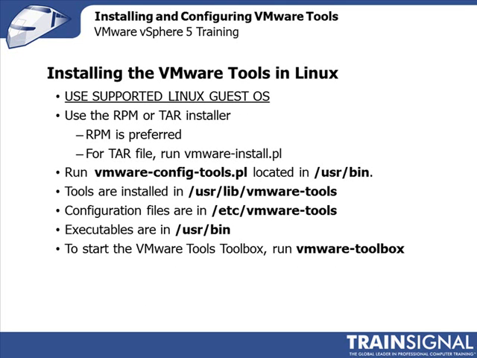Now in Linux, it's also very simple to install VMware Tools. Use a supported Linux guest OS, of course. Use the RPM or tar installer. RPM is preferred. For tar files, you can run vmware-install.pl. These are just basic, simple things that you need to be aware of if you're going to run VMware Tools on your Linux guest operating system. I've given you where the tools are going to be installed, the configuration file locations, the executables, et cetera.